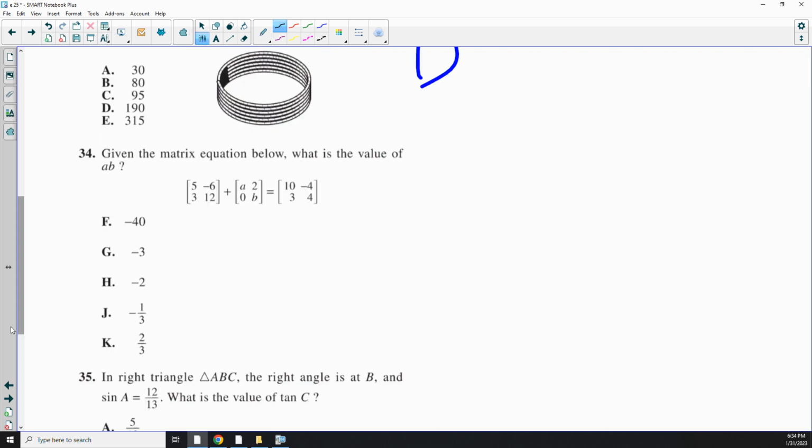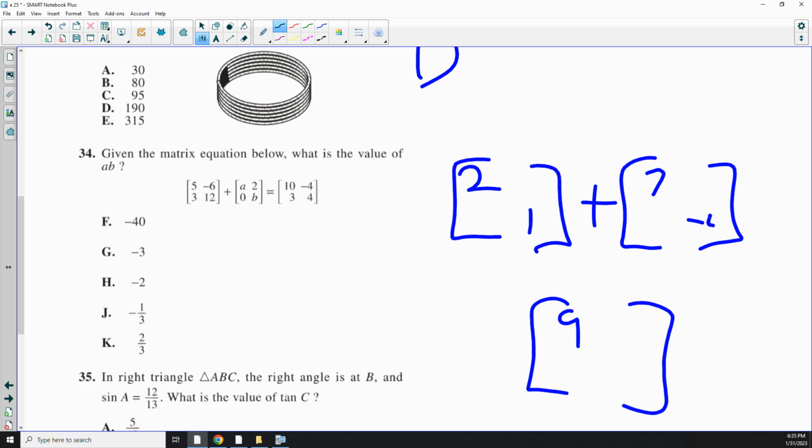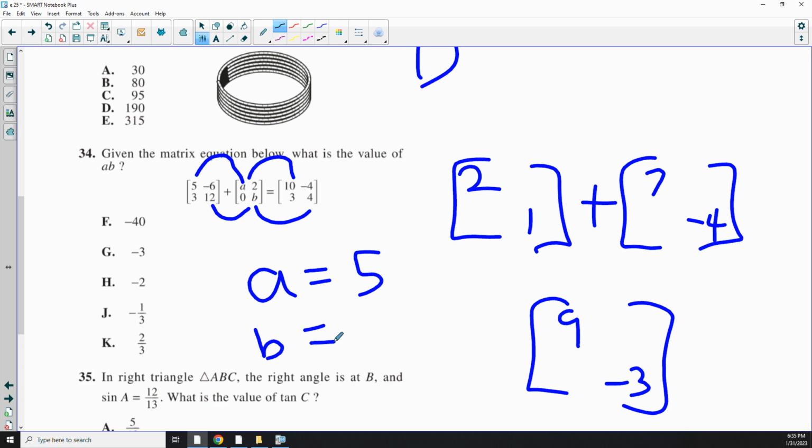Use of matrices, but when you add matrices, you add the numbers in the spot. So if this is a 2 and this is a 7, the answer is 9. If this is a 1 and this is a -4, the answer in the lower right is that. So 5 plus what has to give you 10? Doesn't A have to be 5? And 12 plus B has to give you 4. So doesn't B have to be 4 minus 12? And their product is -40.